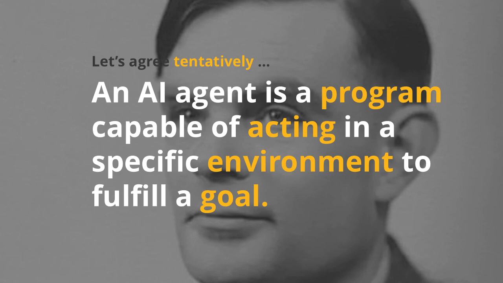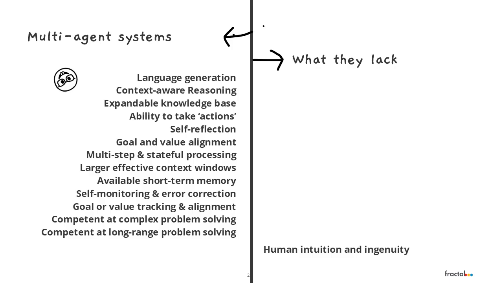However, this might not be sufficient to solve a lot of our complex and long-range problems, for which we might need not one agent, but systems which employ multiple agents, which might improve the ability of these systems to do complex and long-range problem-solving. And we'll see an example of that. However, we have to still remember, at least for the current state of things and the near foreseeable future, they might still lack human intuition and ingenuity, but we're making rapid progress in that direction as well.